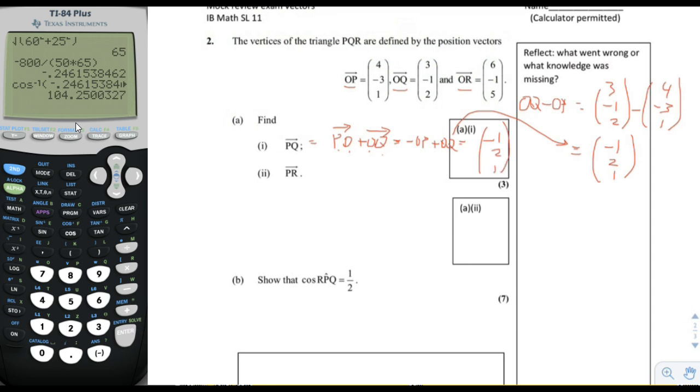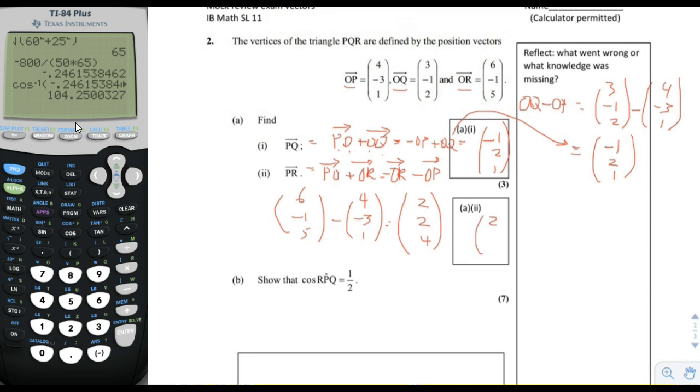And then PR is the same thing as PO plus OR, and so that's the same thing as OR minus OP. So let's do that. OR is 6, negative 1, 5, and OP is 4, negative 3, 1. So let's do that subtraction. 6 minus 4 is 2. I'm just subtracting the x components. Now I'm going to subtract the y components. Negative 1 minus the negative 3 is negative 1 plus 3, which is 2. 5 minus 1 is 4. And so the answer is 2, 2, and 4.